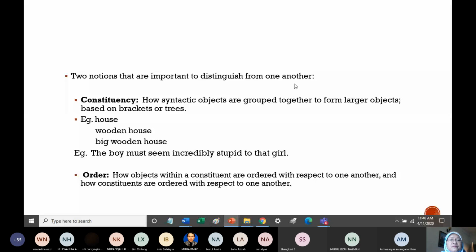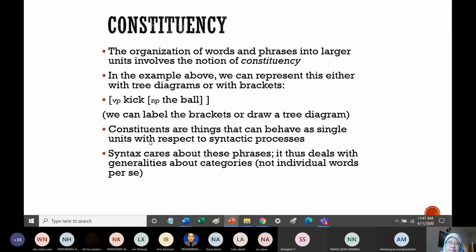Because they are constituents, they are a group of words with a strong relationship, and they behave like a single unit. That's very important. They behave like a single unit with respect to syntactic processes. Syntax actually cares about constituency. Very important. In order to do syntax, you need to understand constituency, because otherwise you will draw the wrong tree.